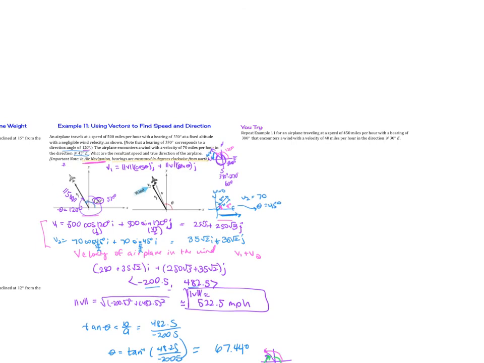Now, just to give you the answer to this, it's going to take you quite a while to do this. The magnitude is going to be 451.8 miles per hour, and then the true direction of the airplane will be approximately 305.1 degrees. Okay, I'll make another video working through example 11, so that way you can get more practice as needed.